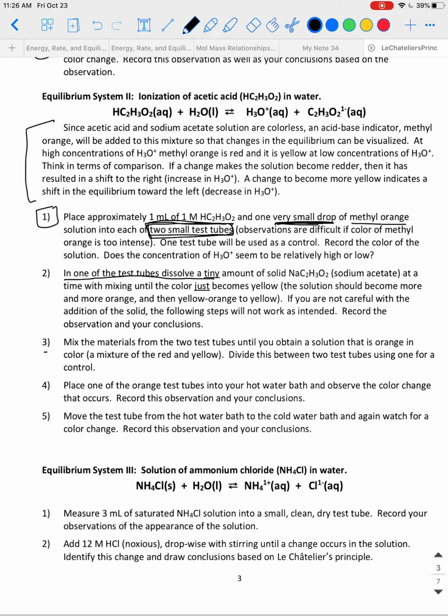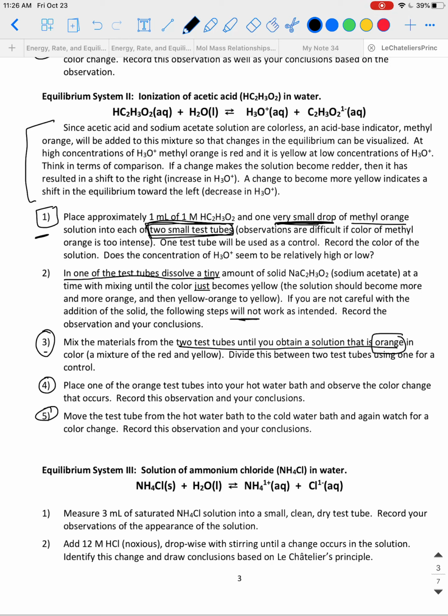Then in one of the test tubes, you're going to dissolve a tiny amount of the sodium acetate until you get it yellow. Now, step 3, this one makes sense. You'll take some of the initial orange test tube, that first one should be orange or yellow, and then you're going to take some of the material from test tube number 2, and you're going to mix those until you get a solution that is orange, okay? All right, then you're going to do the hot water bath step and the cold water bath, okay?